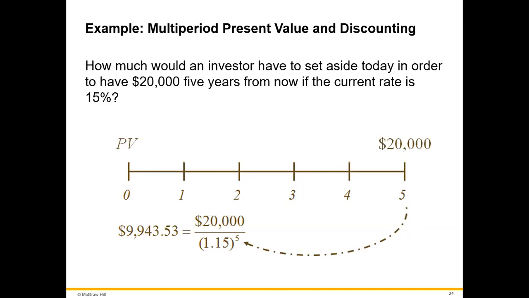20,000 divided by 2.0114, I'm just going to round it, 9,943, and it's off a couple cents because I didn't use the entire result. If I did my 20,000 divided by 2.011357188, 9943.53. So I suggest you do that to as many decimal places as your calculator gives you, use all the numbers. Don't round.